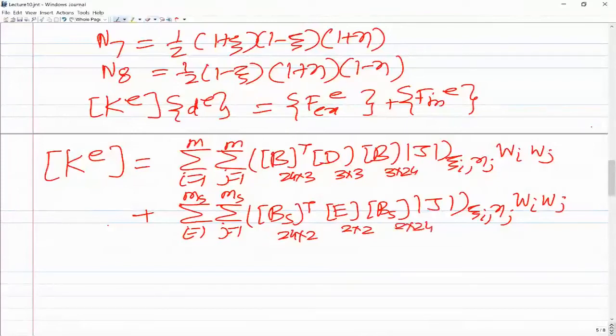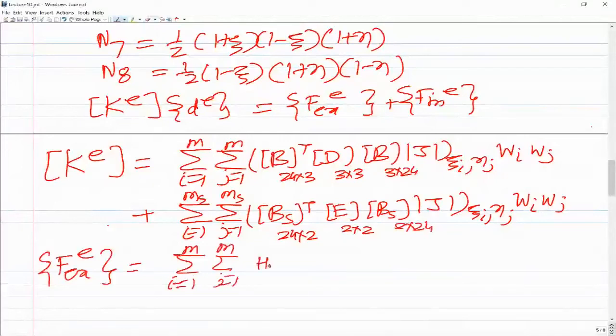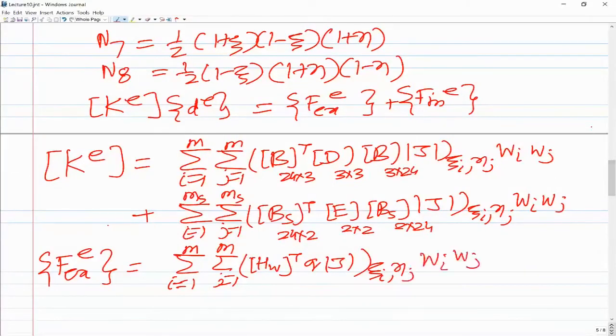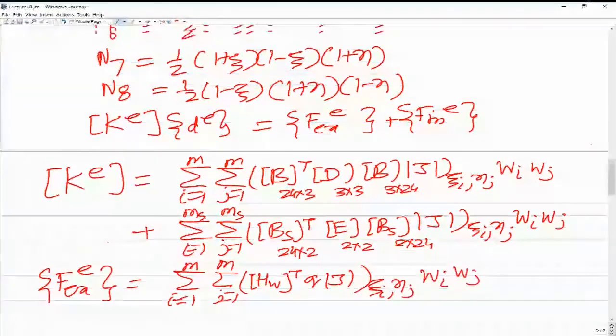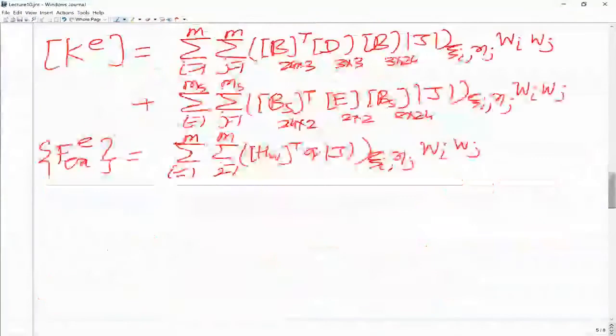And F external of course, for the element, would be summation i going from 1 to m, j going from 1 to m, and then we will have Hw transpose into q into determinant of J evaluated at xi i, eta j into wi wj. So this is how you will evaluate this load vector.